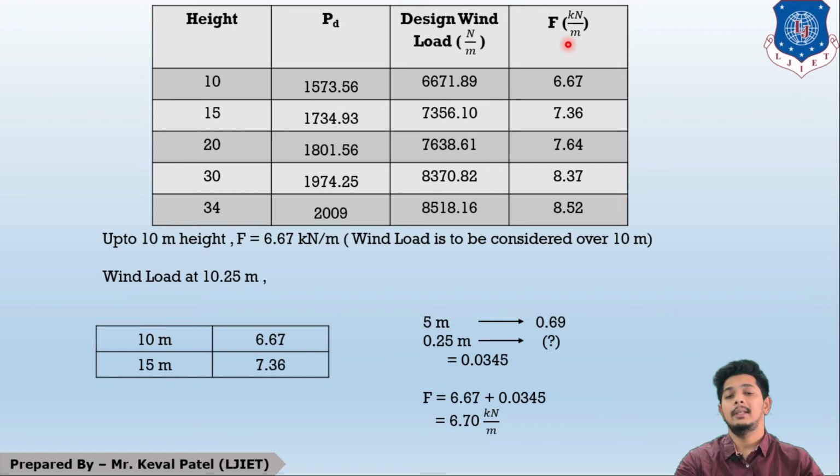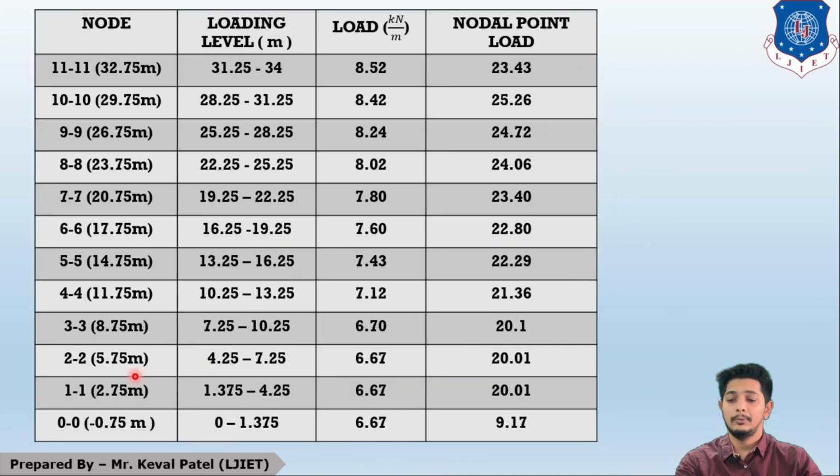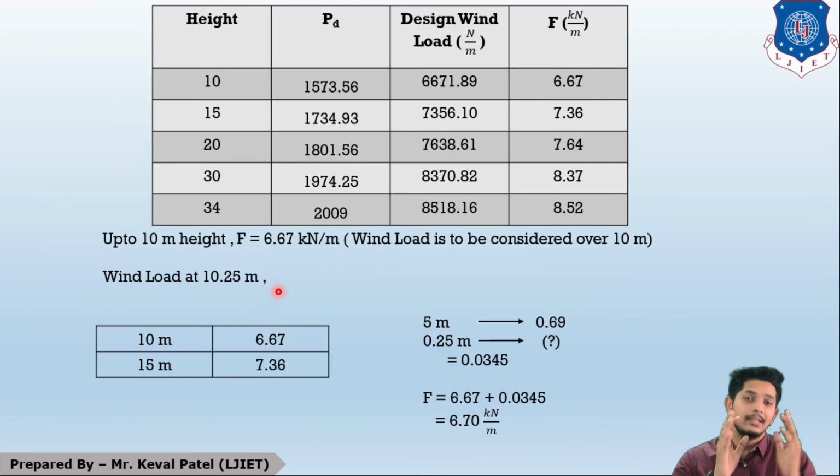So up to 10 meter, it will be constant 6.67. So up to 10 meter height, 7.25. Now 10.25 will be greater than 10. So that value will be changed. But up to 10 meter, it will be constant. After that, I have to interpolate. So for 10.25, let us interpolate.